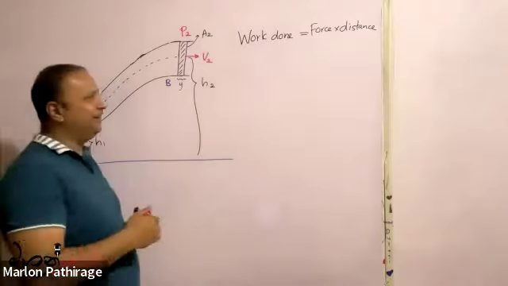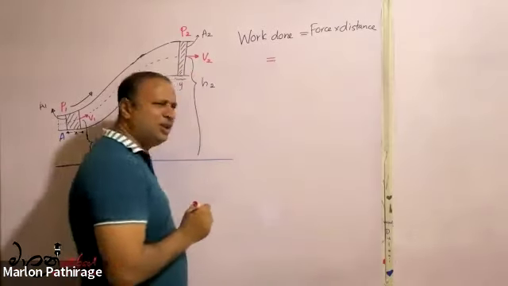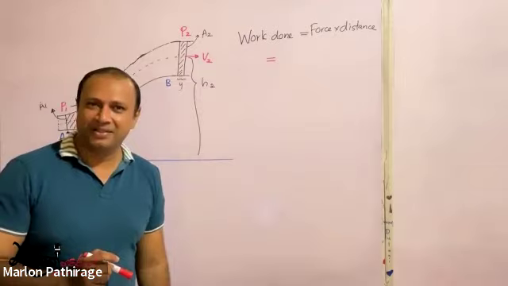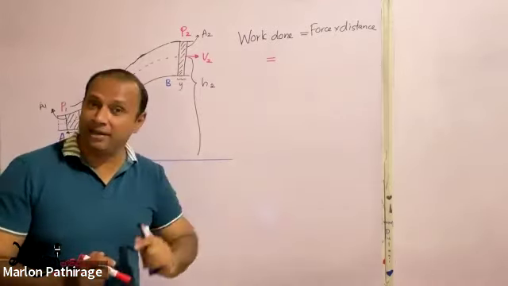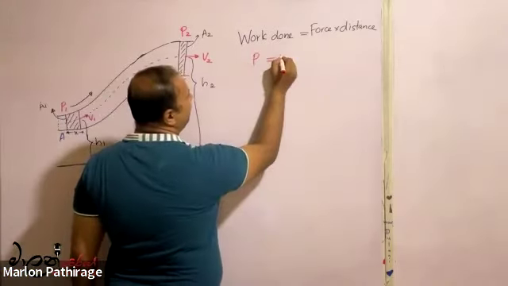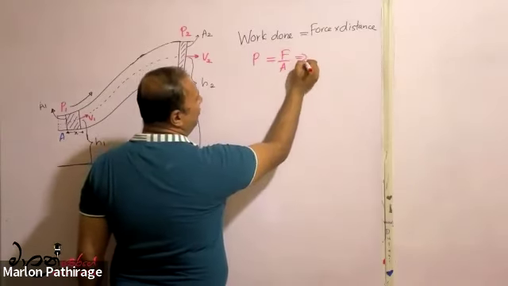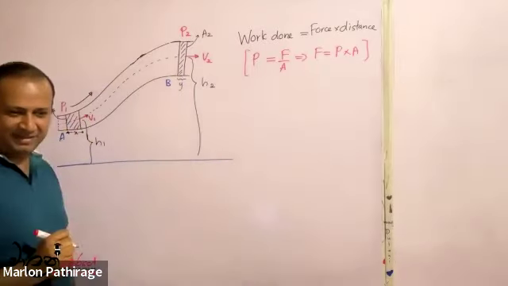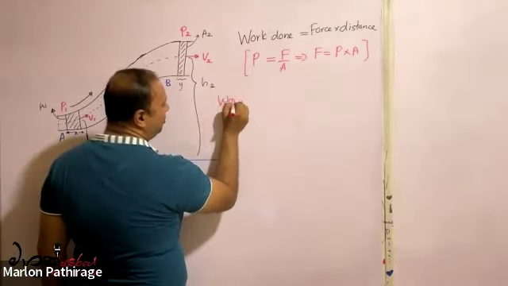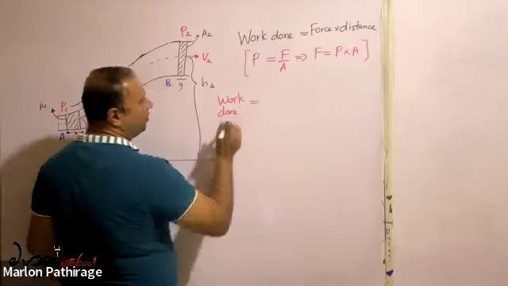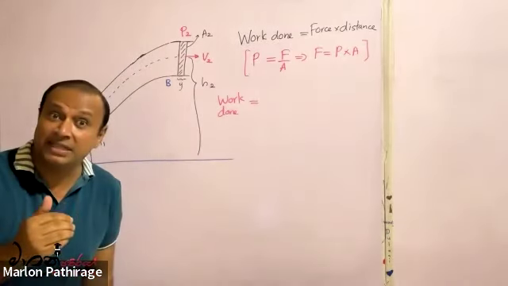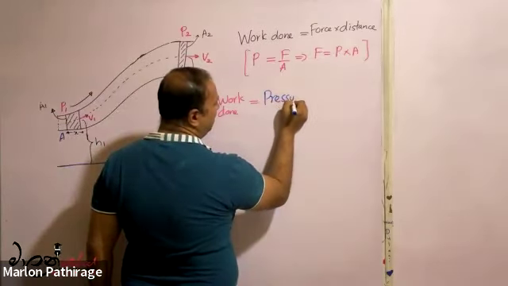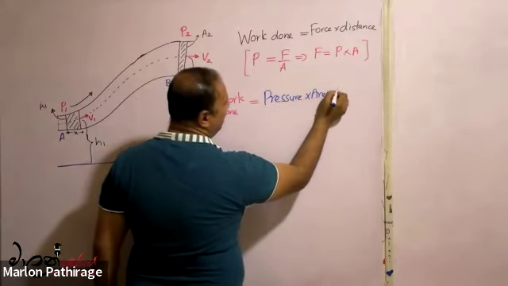Okay. In the last part, force can be written as pressure into area. Pressure is equal to force over area. Therefore, force is equal to P into A. Therefore, work done is equal to force into distance, and force can be written as pressure into area, so pressure into area into distance.